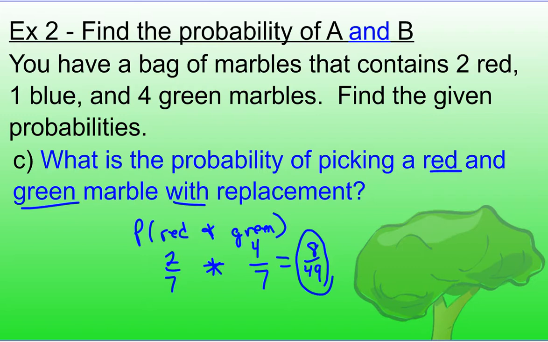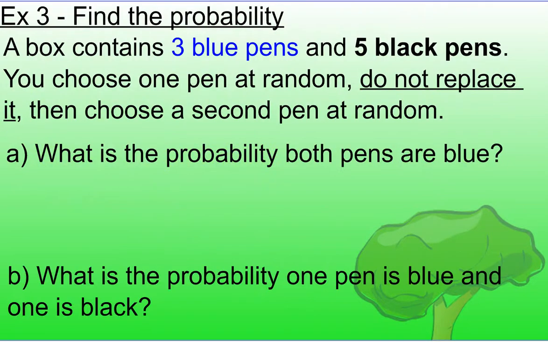Now, the next thing we're going to look at is a little bit more of the same sort of problem. It says a box contains 3 blue pens and 5 black pens. You choose one pen at random, do not replace it, then choose a second pen at random. What is the probability both pens are blue? So we want the probability of blue and another blue without replacement. So we are not replacing the pen.